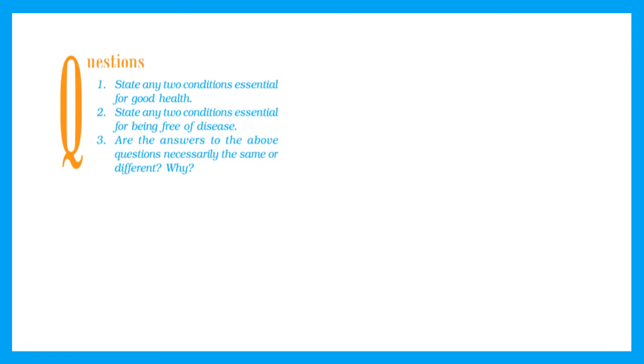These are the questions that I have taken from your textbook, and you can open your textbook at page 178 and you will find these questions over there. The first question is, state any two conditions essential for good health. Any two conditions you can write. I am writing here good economic condition and social environment. If they are good, then only you can be healthy.